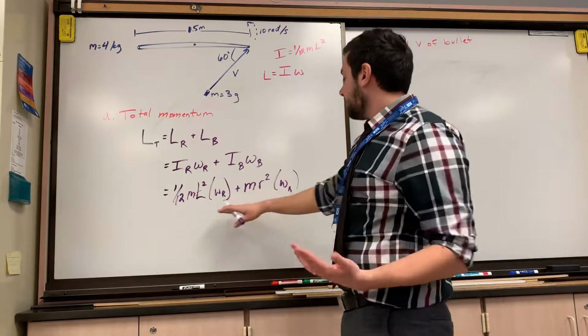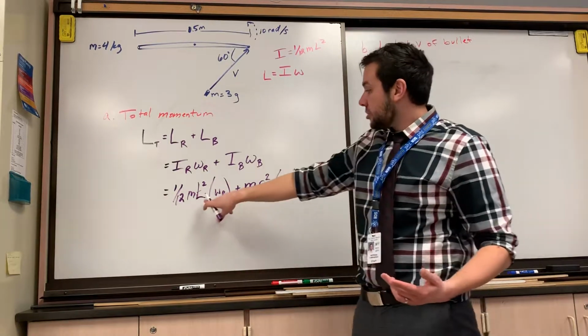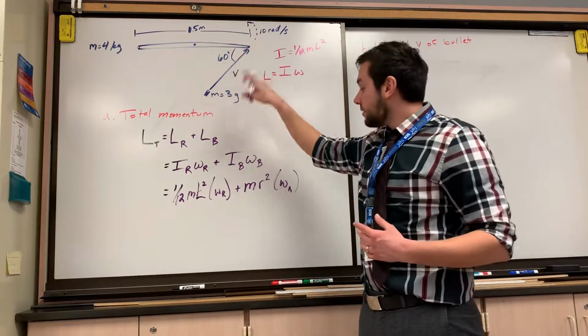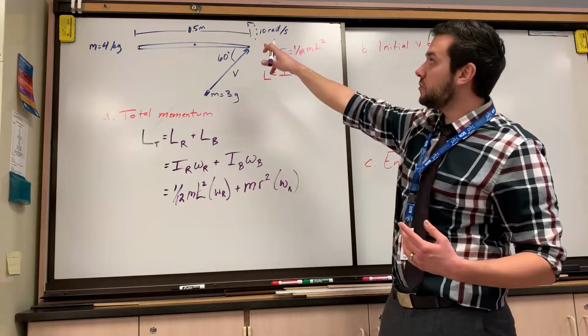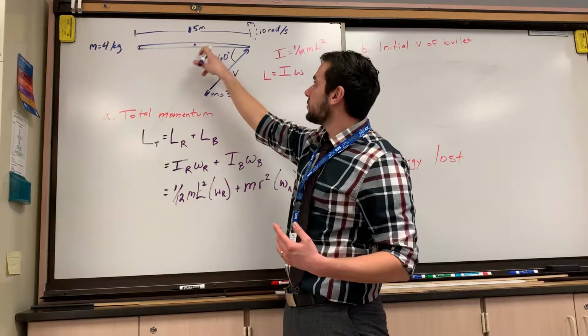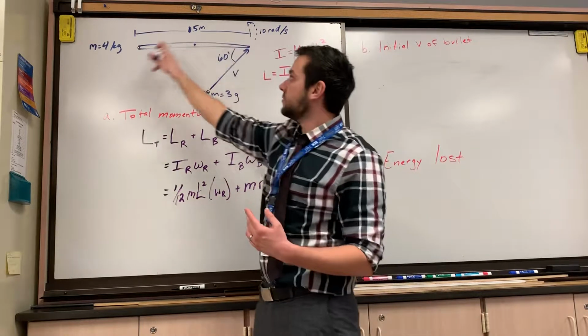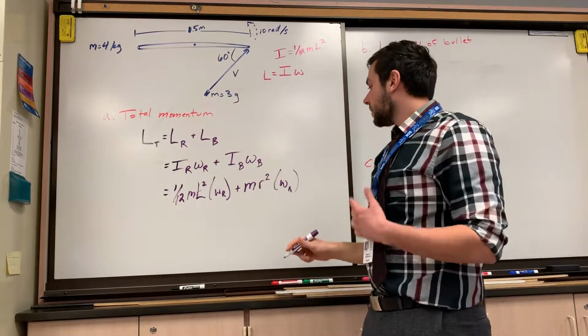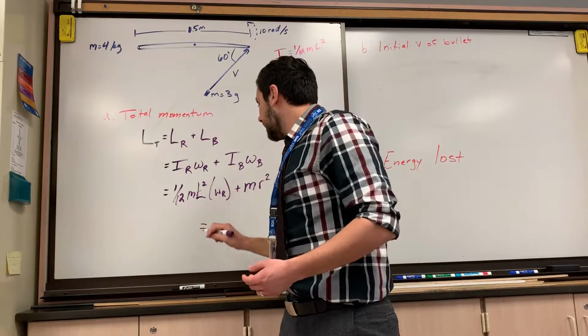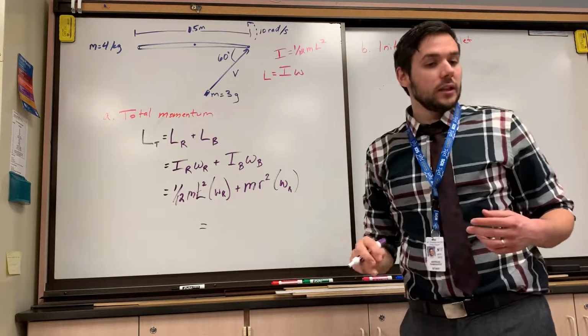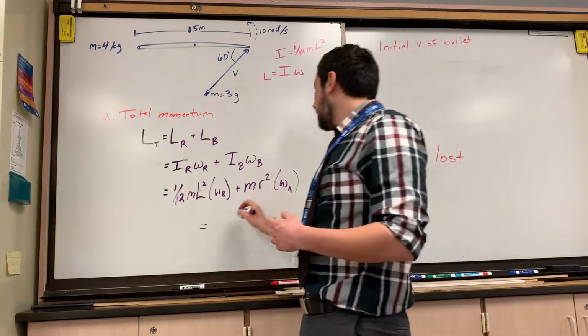And when we do that, we know all these values now, making sure that L is actually 0.5 in this case, and r is 0.25, because this is from the axis of rotation, whereas this L is the full length here. We should get a value that is equal to 0.835.